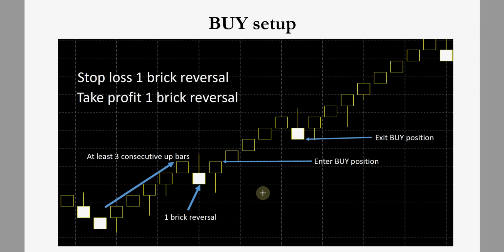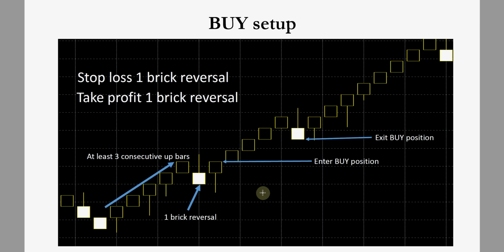Condition 1, there must be at least 3 consecutive bars going up for buy, or 3 consecutive bars going down for sell. And the second condition is you have to wait for 1 bar reversal. So let's go out into practice and see.